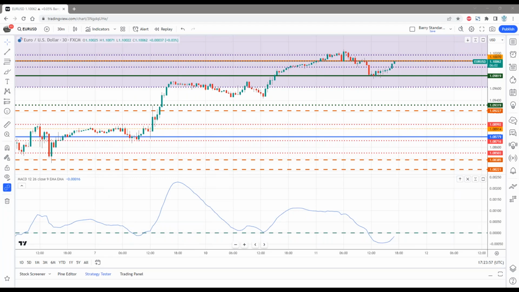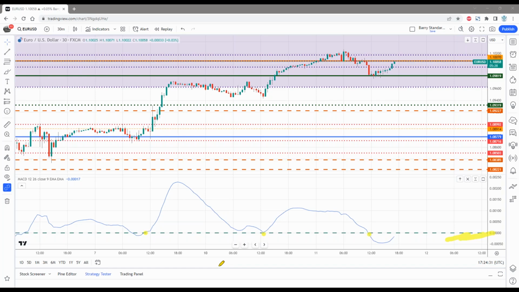Now, the green dashed line down below here is 0. So what does it tell you at this green dashed line? Whenever this blue line touches this green line, we know the difference between the two moving averages is 0. We know they're crossing over at that point.